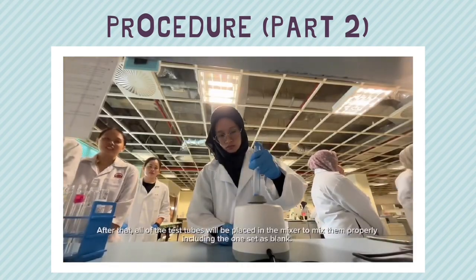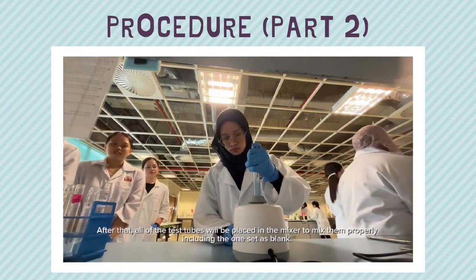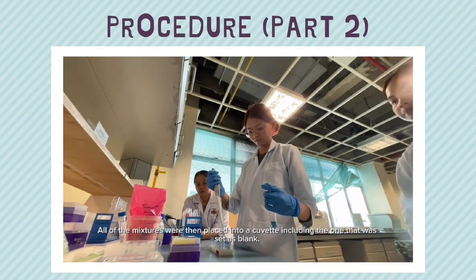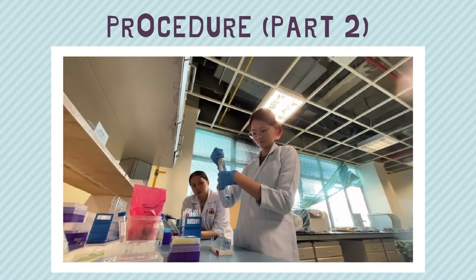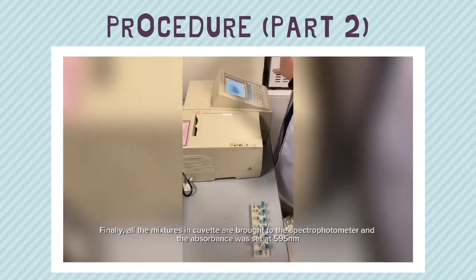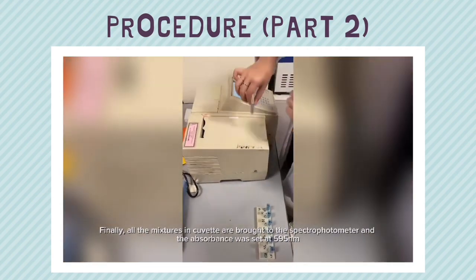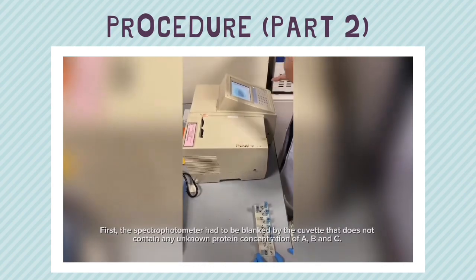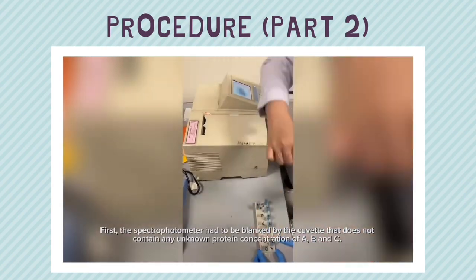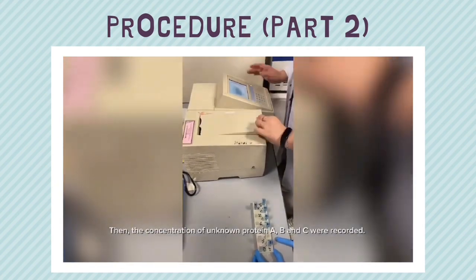After that, all of the test tubes will be placed in the mixer to mix them properly, including the one that was set as blank. All of the mixtures were then placed into a cuvette, including the one that was set as blank. Finally, all of the mixtures in cuvette are brought to the spectrophotometer and the absorbance was set at 595 nanometer. First, the spectrophotometer had to be blanked by the cuvette that does not contain any unknown protein concentration of A, B, and C. Then, the concentration of unknown protein A, B, and C were recorded.